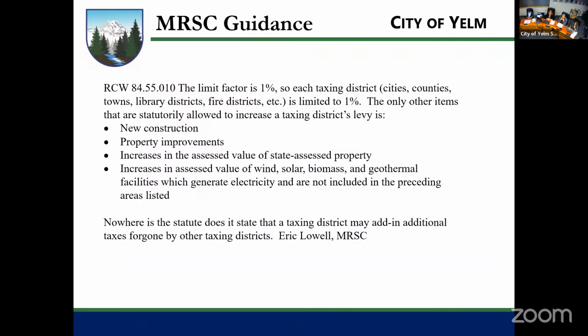So we are not proposing to take the 1% increase. We could take the 1% increase without going to the voters. This is just some information on the RCW that allows that increase. We are allowed the new construction that comes on to our books. And then we don't have some of these other categories like wind, solar, biomass, geothermal facilities. But if you want to look at that RCW, you can.